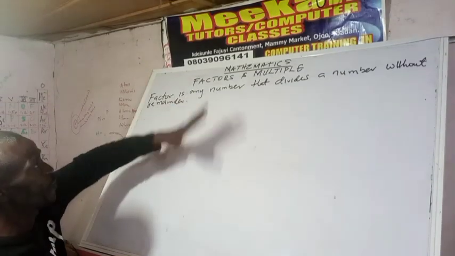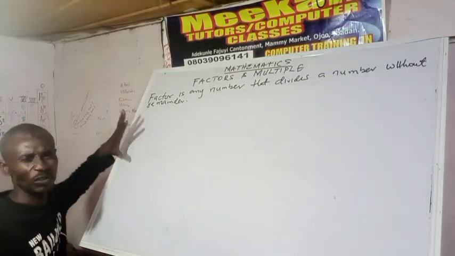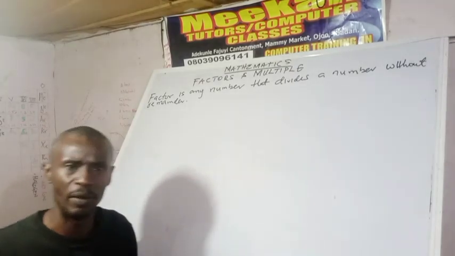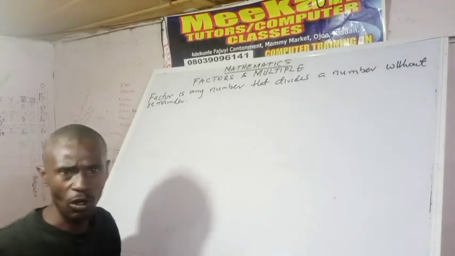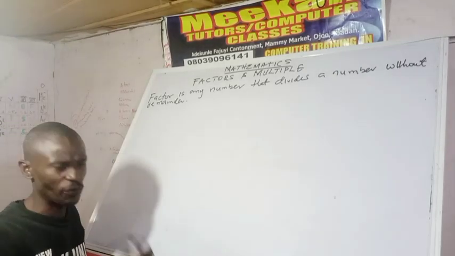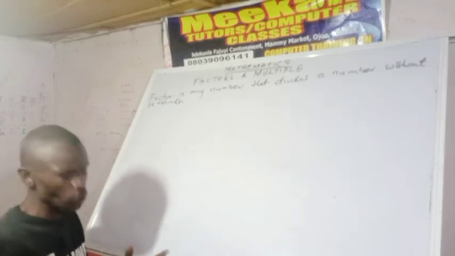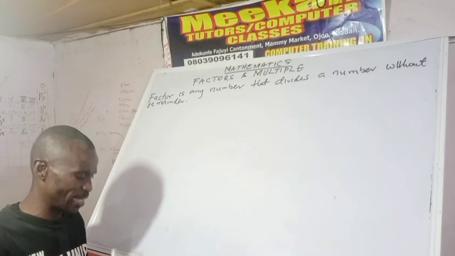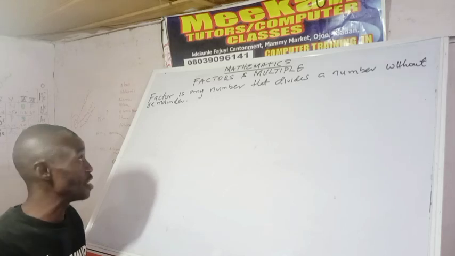Now, move to another topic then, factors and multiples. What is a factor? A factor is any number that divides a number without any remainder. Let's say, for example, I have 10. What are the factors of 10? 1 can go into 10, 2 can go into 10 without any remainder. 5 can also go, and 10 can also go without any remainder.